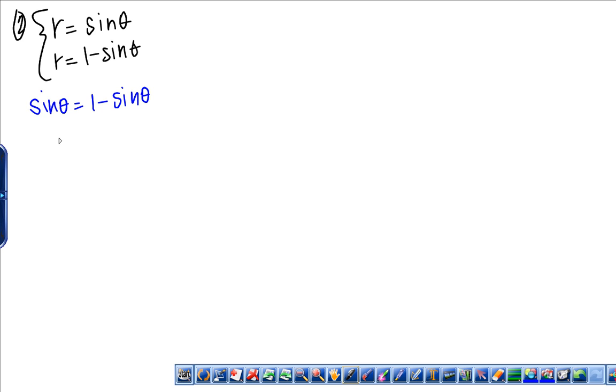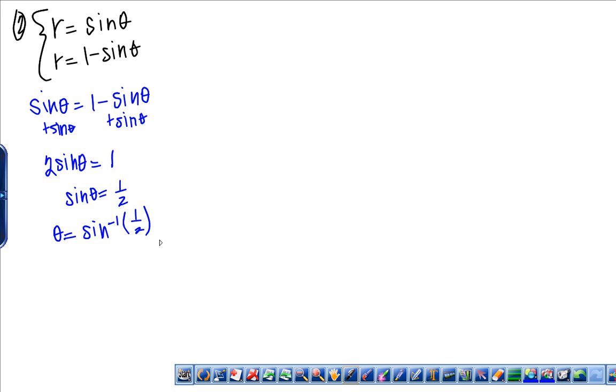And solve. Let's get the sines together. So I'm going to add this sine to both sides. And that's going to give me 2 sine theta is equal to 1. And let's see, divide by 2. Sine theta equals 1/2. And then I'm going to go ahead and do arc sine. So theta is equal to arc sine of 1/2.